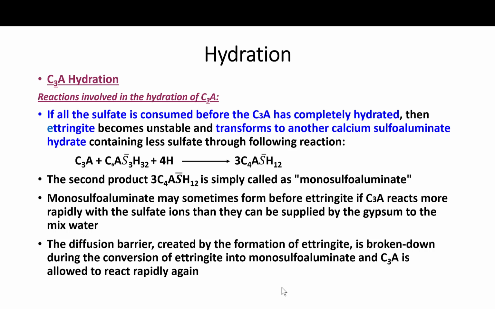The monosulfoaluminate may sometimes form before ettringite if C3A reacts more rapidly with sulfate ions than they can be supplied by the gypsum to the mixing water. So that's another thing to remember. The diffusion barrier created by the formation of ettringite is then broken down during the conversion of ettringite into monosulfoaluminate, and C3A is allowed to react rapidly again.